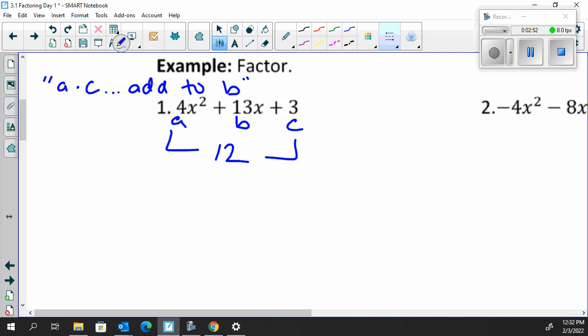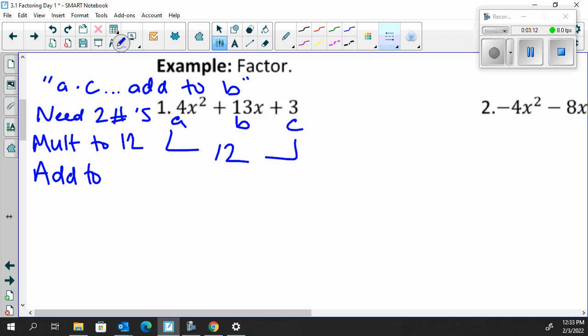Alright, here's what happens next. I'm going to ask myself a question. I need two numbers that multiply to 12, the number we got here, and simultaneously add to B. That's where the add to B thing comes in. B is the middle number. So I need two numbers that simultaneously multiply to 12 and add to 13. Here we go. 12 and 1. 12 times 1 is 12. 12 plus 1 is 13. Wow.